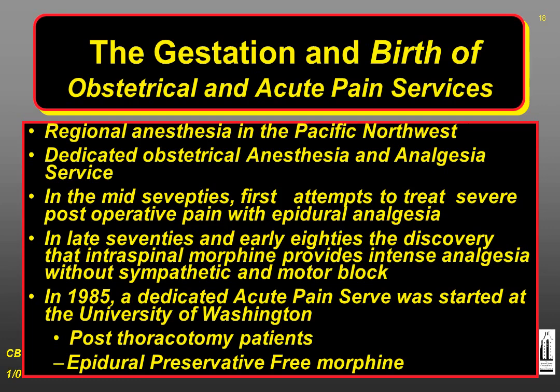The discoveries in the late 70s and early 80s that intraspinal morphine provided intense analgesia without sympathetic and motor block caused the reassessment of epidural analgesia for the treatment first of postoperative and later also post-traumatic pain using intraspinal opioid analgesia. In 1985, the first dedicated acute pain service was started at the University of Washington. In collaboration with the very active thoracic surgeons, all eligible consenting patients underwent the placement of an epidural catheter before the surgery. Preservative-free morphine was used as the epidural analgesic agent.